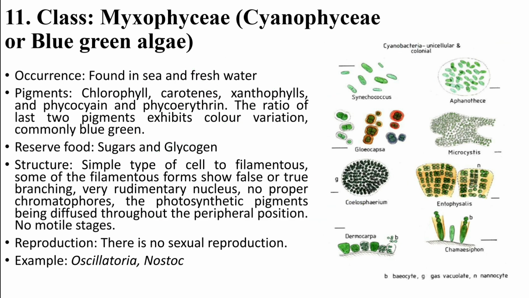So these are 11 classes of Fritsch classification system. In my next video, I will discuss other classification systems like the classification system proposed by Lee, by Chapman, and by Smith.